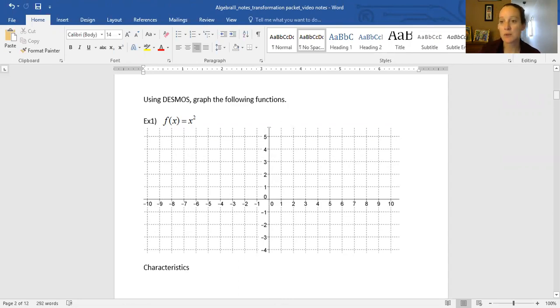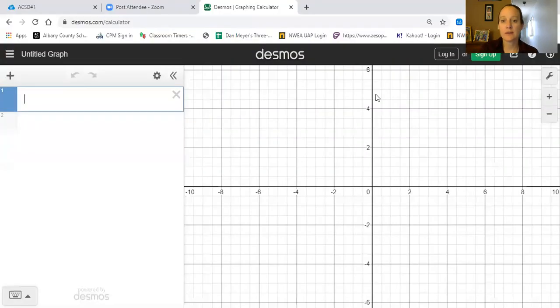And if you haven't used Desmos before, you have your Chromebook, pause the video here and go type into your web browser desmos.com. And when you get to desmos.com, you should see a screen that looks like this. Okay, it should look kind of like a graphing calculator.